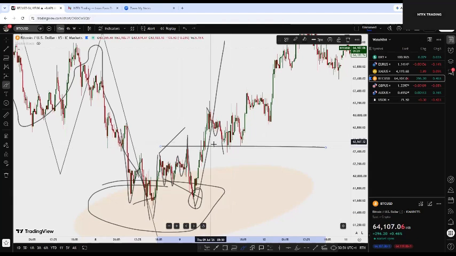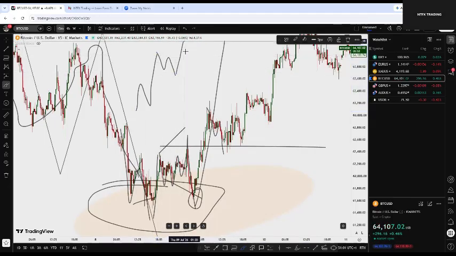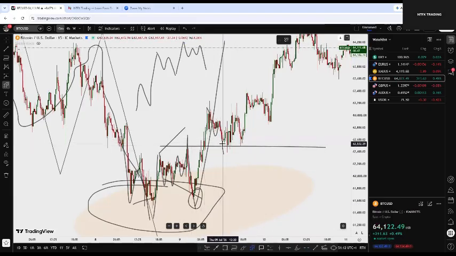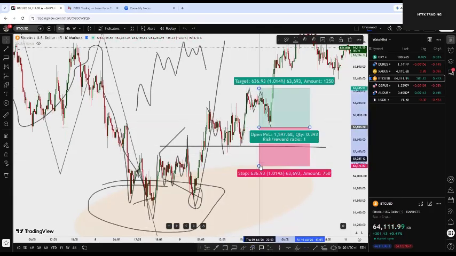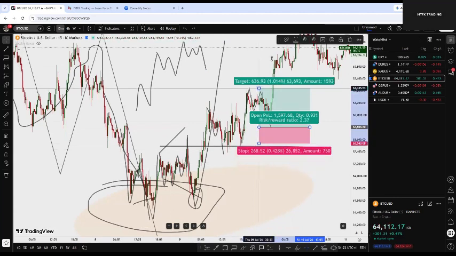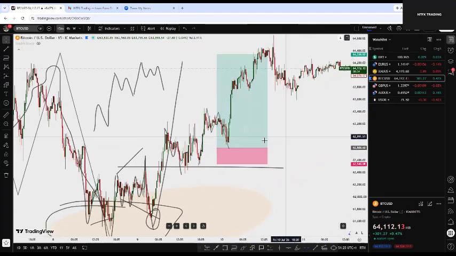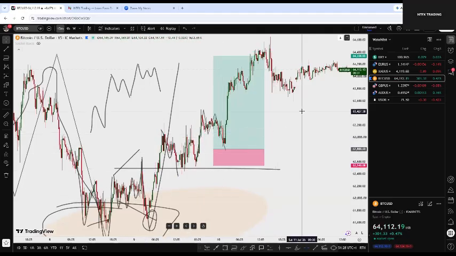So for that reason, you have to apply the principle of alternation, which says that if you have a break of structure and the corrective structure is not deep, allow it to form a break of structure, the next one will be very deep. That is your trade. And the reverse is the case, okay? So right now, you see that we don't have a deep corrective structure here. But right here, you have impulse, and then you have the corrective structure that has gone very deep. So this is your trade to the upside, okay? I did not take this one, but I took this one, all right?